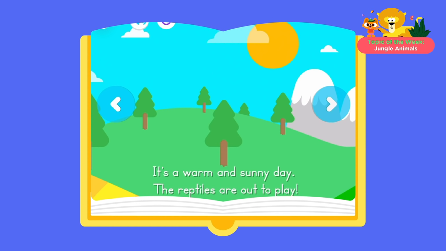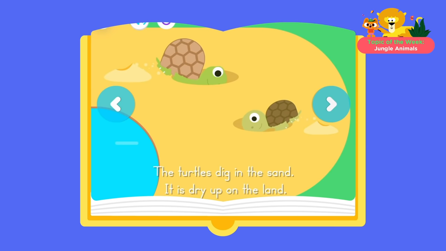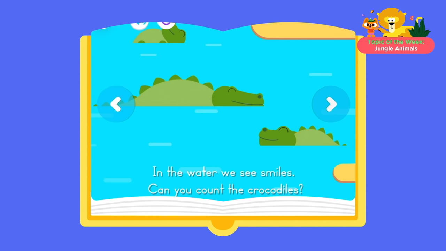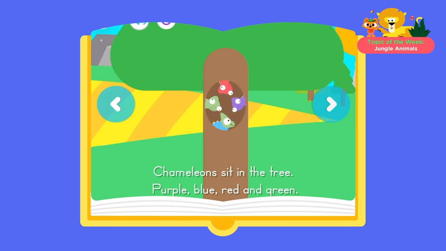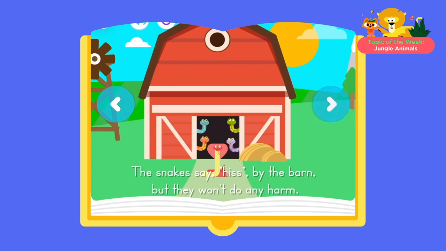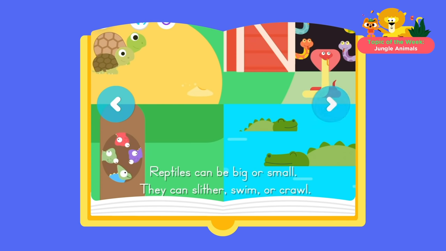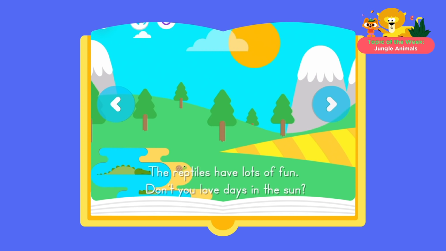It's a warm and sunny day. The reptiles are out to play. The turtles dig in the sand. It is dry up on the land. In the water we see smiles. Can you count the crocodiles? Chameleons sit in a tree. Purple, blue, red, and green. The snakes say hiss by the barn, but they won't do any harm. Reptiles can be big or small. They can slither, swim, or crawl. The reptiles have lots of fun. Don't you love days in the sun?